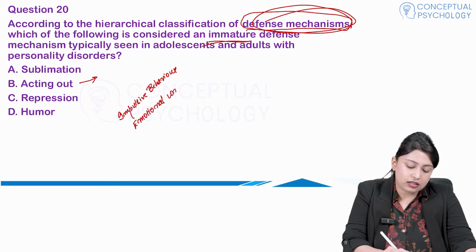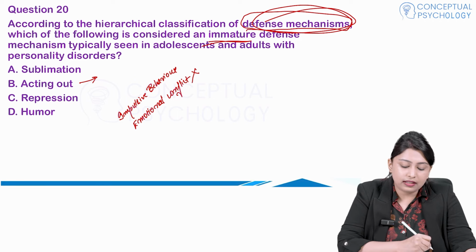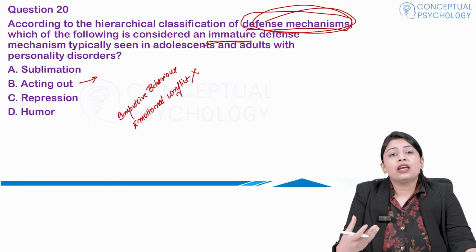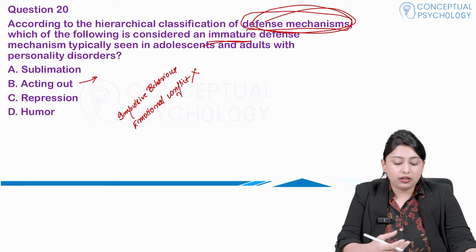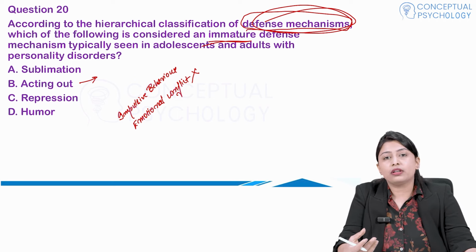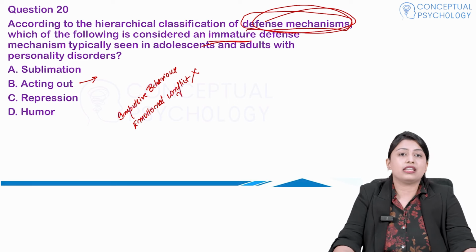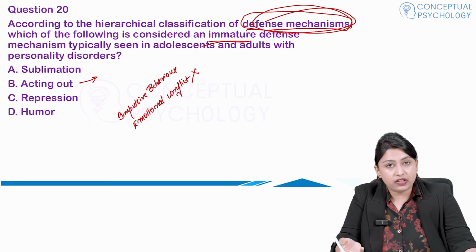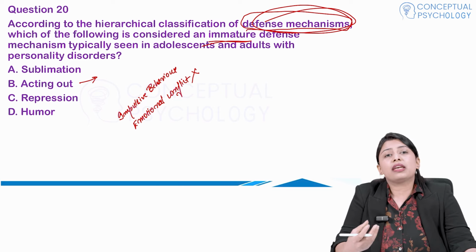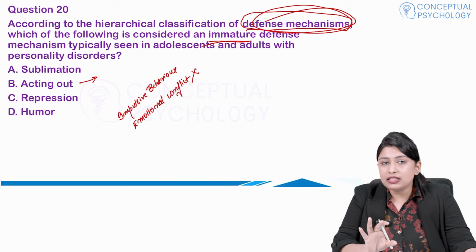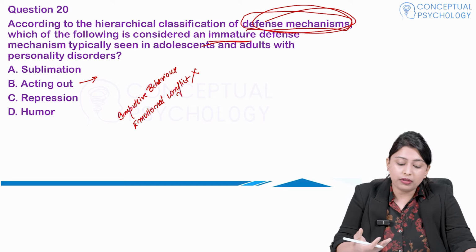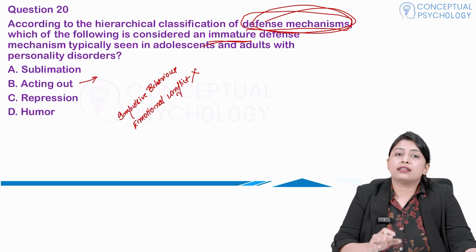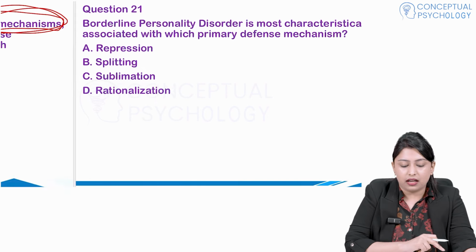The person is not addressing the underlying emotional conflict. It is commonly seen in adolescents, particularly in borderline and antisocial personality disorder, and sometimes in substance abuse disorders as well. There are other immature defense mechanisms also, which include passive aggression, projection, regression, and hypochondriasis. These mechanisms provide temporary relief from anxiety, but they often create interpersonal problems and fail to resolve the underlying conflicts constructively. The correct answer is acting out.